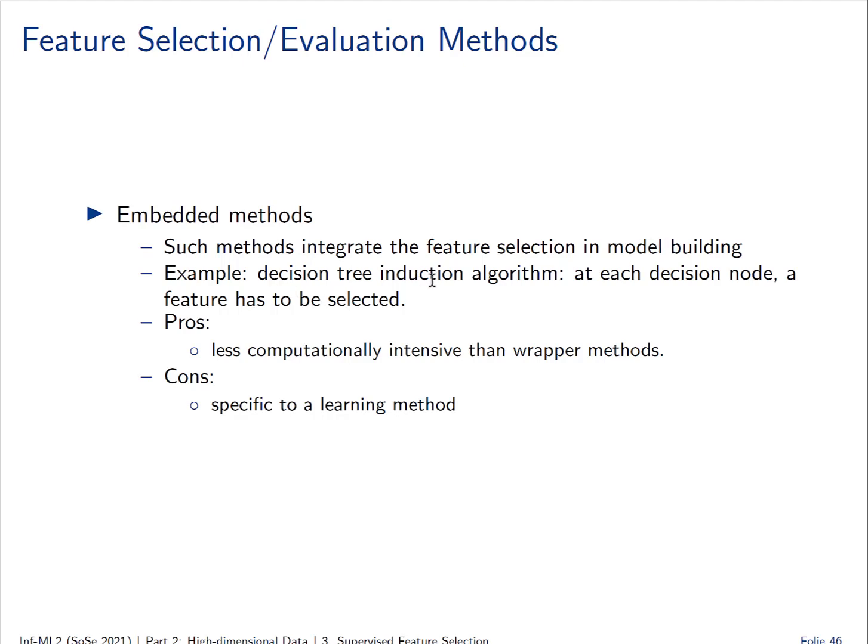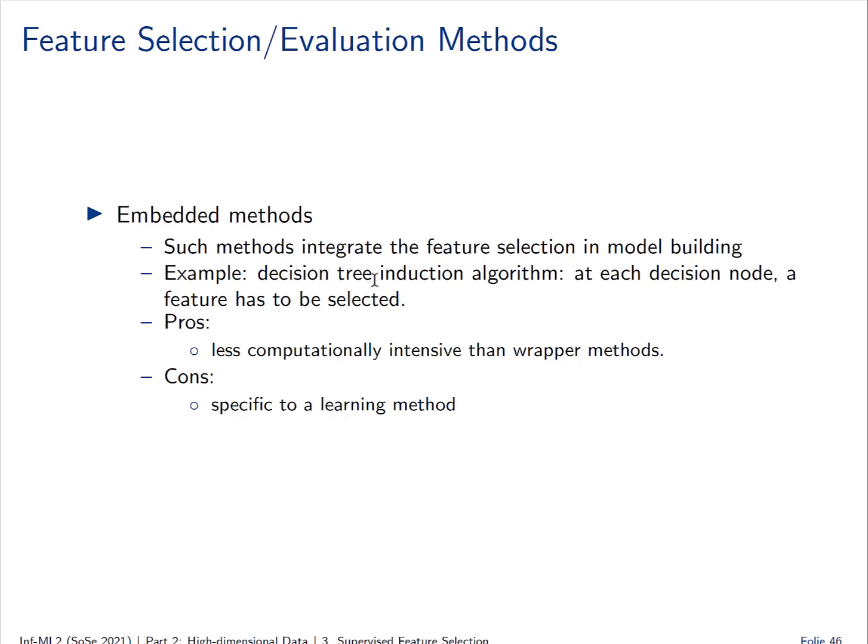Such methods integrate the feature selection in the model building. So decision tree is a good example. At each decision node, a feature has to be selected. So we somehow integrate the feature selection into the decision making, so to say. So that is a good example, decision tree, but also, of course, neural networks.